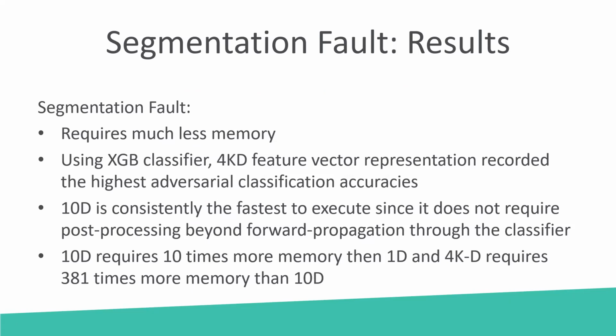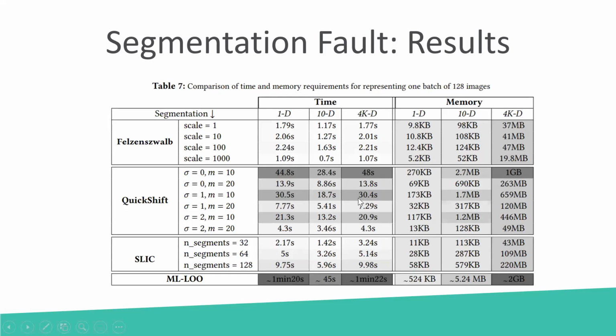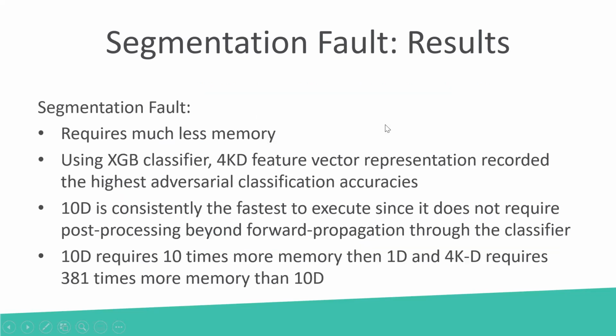And using a GB classifier, the 4KD feature vector representation recorded the highest adversarial classification accuracies. Also, the 10D is consistently the fastest to execute since it does not require post-processing beyond forward propagation through the classifiers. This is also something we observed here, that the 10D was always recording less time than 1D and 4KD. The 10D requires 10 times more memory than 1D, and the 4KD requires 381 times more memory than 10D.